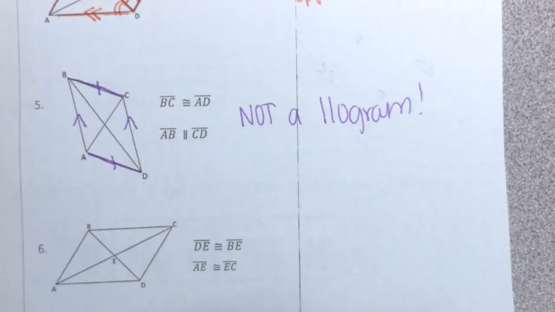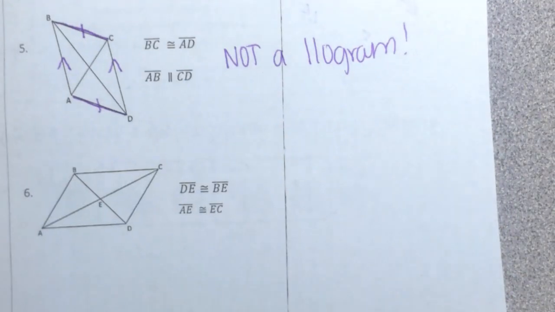On your homework, if you get not a parallelogram, the justification, it's the drop down, you'll just put not applicable. So if you get a no, then you just put not applicable. All right, last one. Let's see if you can do this one on your own. Go.